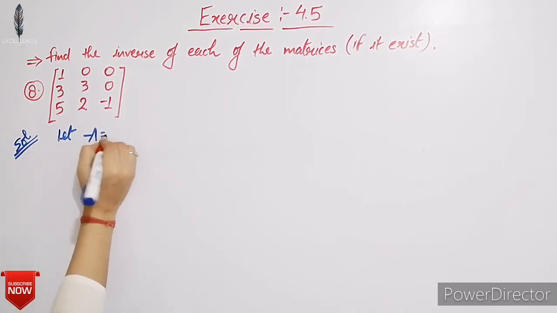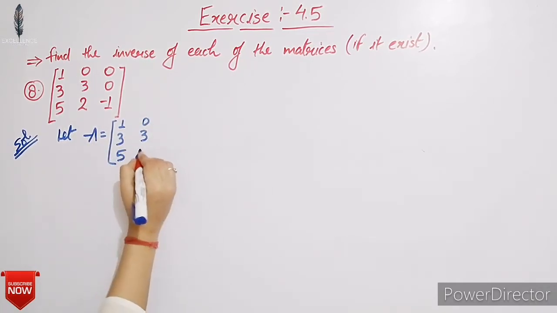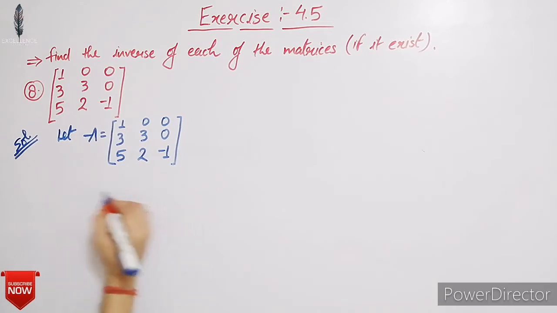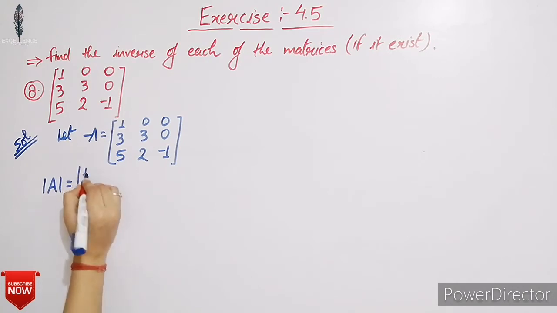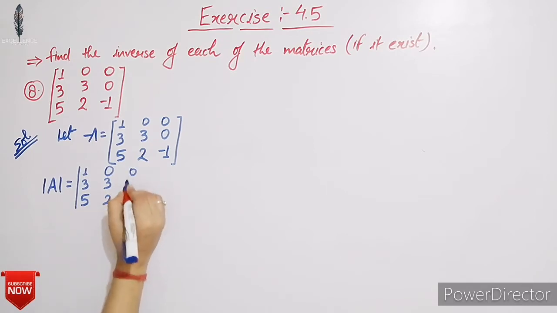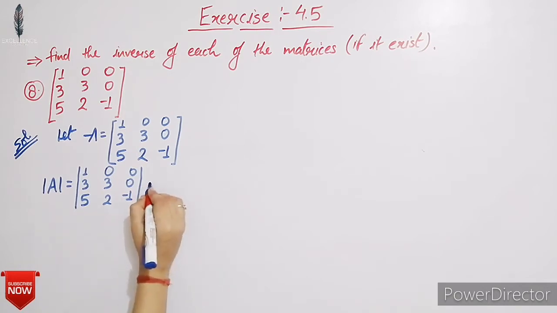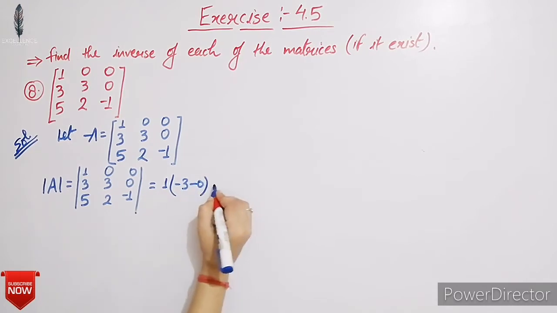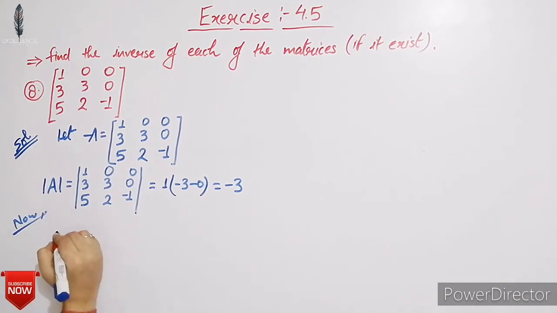Let A equal the given matrix, that is [1, 3, 5; 0, 3, 2; 0, 0, −1], and its determinant of A is the determinant of [1, 3, 5; 0, 3, 2; 0, 0, −1]. Here, expanding along row 1, we have 1 into (−3 − 0), that is equal to −3. And for the adjoint, first we have to find its cofactors.